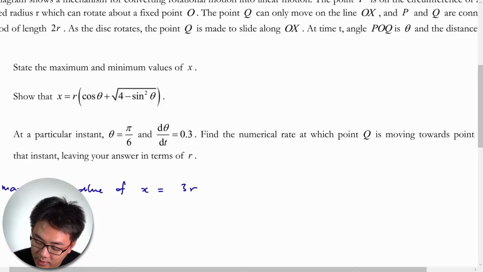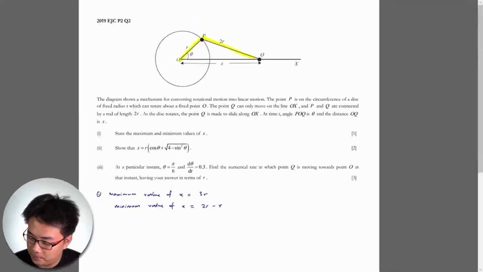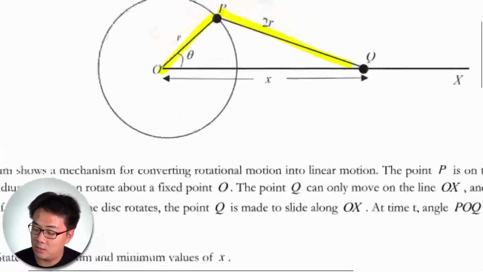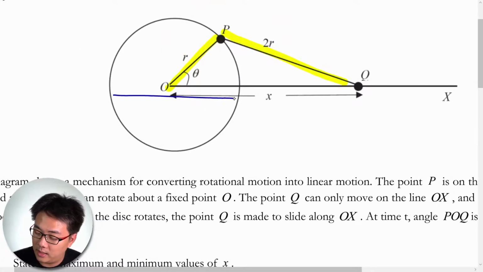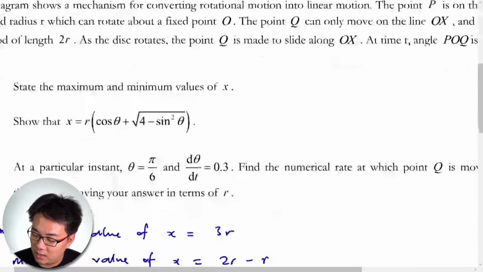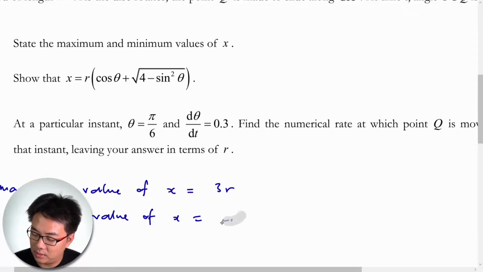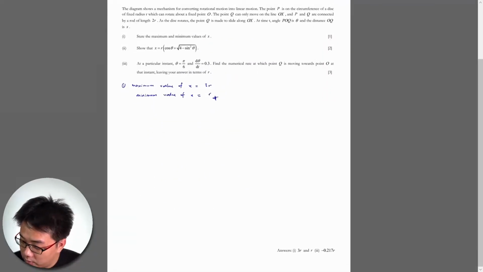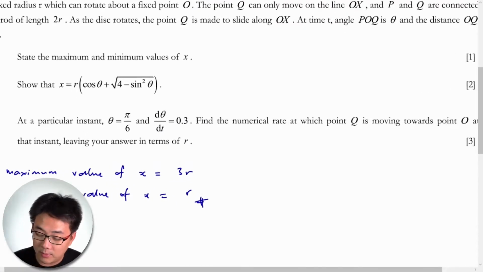And the minimum value would be 2r minus r. So it's like here: this is r and this is 2r. It's just r. Just state it down. There's no calculation work involved. So it's 3r and r. Okay, great. So that's about it.